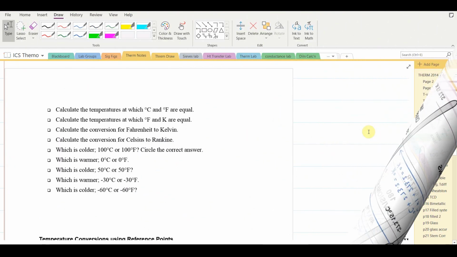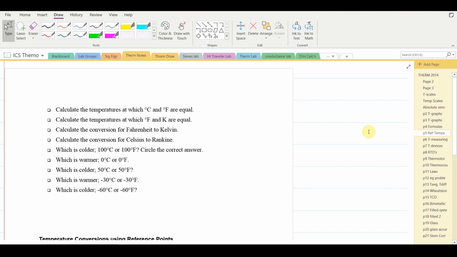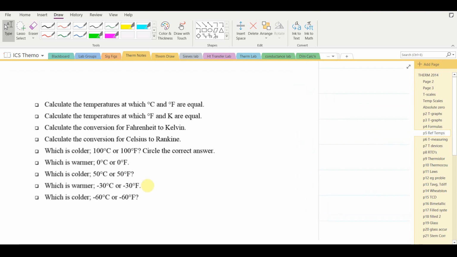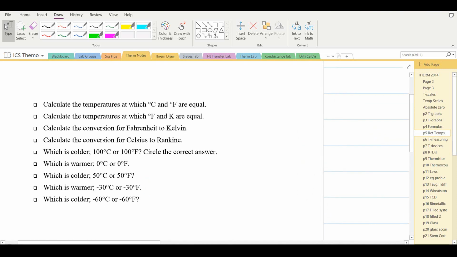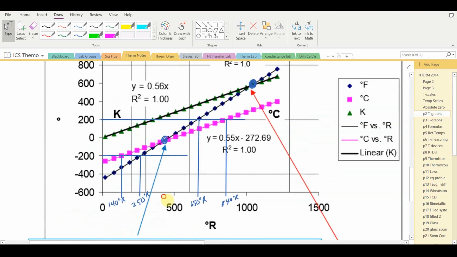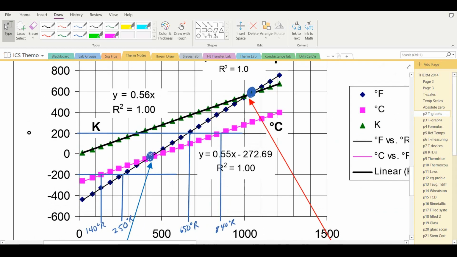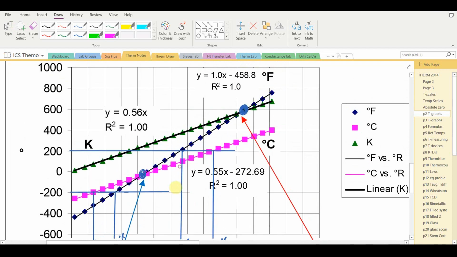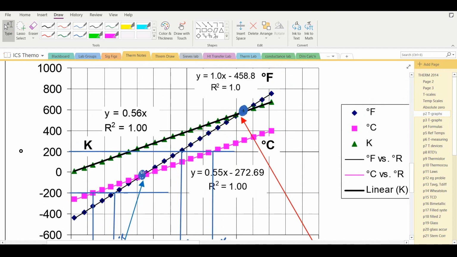There's a few questions on page 5 I'd like us to look at. It says calculate the temperatures at which degrees Celsius and degrees Fahrenheit are equal. Calculate the temperatures at which degrees Fahrenheit and degrees Kelvin are equal. Let's just flip back to our graphs for a moment. Recall we talked about the fact that there is a temperature at which Fahrenheit and Celsius are the same, and where Fahrenheit and Kelvin are the same. I'm asking you, can you calculate what those are?